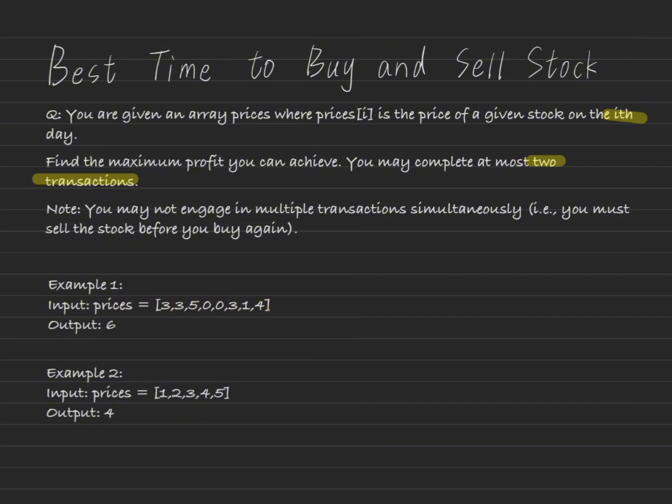Alternatively, we could buy at price 0 and sell at price 3, then buy at price 1 and sell at price 4. And that would also give us the final profit of 6.